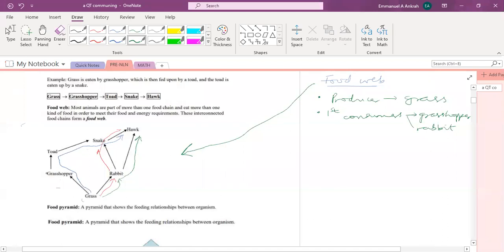Then if you continue this way, the toad will be a secondary consumer. The snake will be a tertiary consumer, and so on. And then the hawk will be a quaternary consumer. If I go this way, then the rabbit will be the primary consumer, the snake here will be the secondary, and the hawk will be the tertiary. If I follow this food chain here, the green one, then the rabbit is the primary consumer and the hawk will be the secondary consumer. So it is based on the food chain that you're looking at.